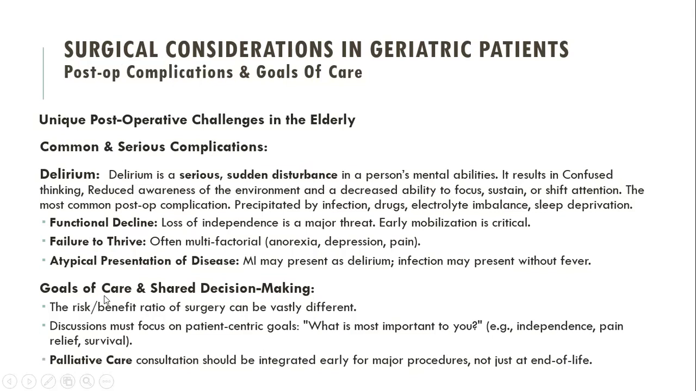Now, what are the goals of care and shared decision making? The risk-benefit ratio of surgery can be vastly different. So you must discuss with the patients and you must be going with a patient-centric goal. So you must be asking the geriatric patient what is most important to you. Either you want independence, you want the pain relief, or you want survival. So all these discussions must be held with the patient. Palliative care consultation should be integrated early for major procedures, not just at the end of life.